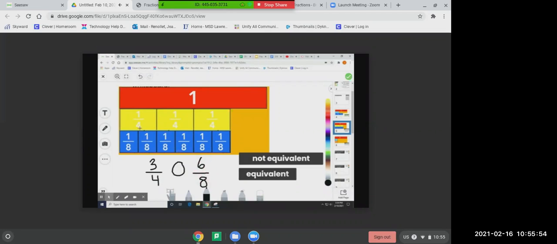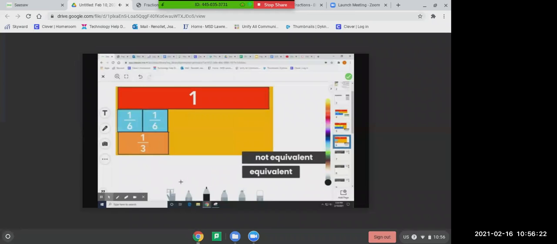When I look at these two models, I notice that they line up perfectly at the edge. They take up the same amount of area compared to the one whole. 3/4 and 6/8 are equivalent, and we can represent it using the equal symbol.